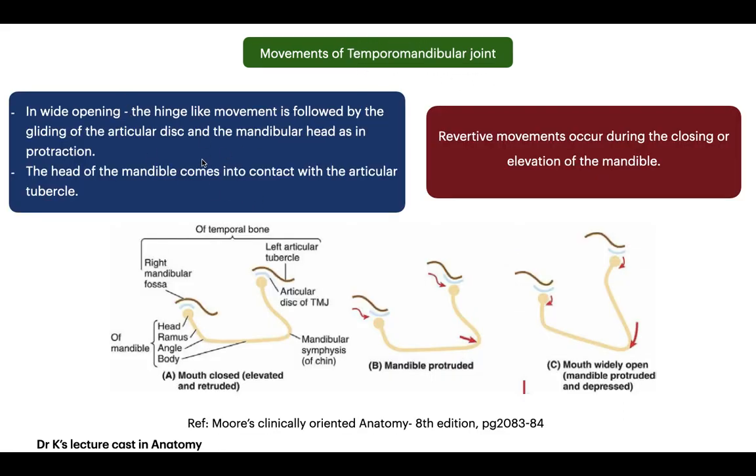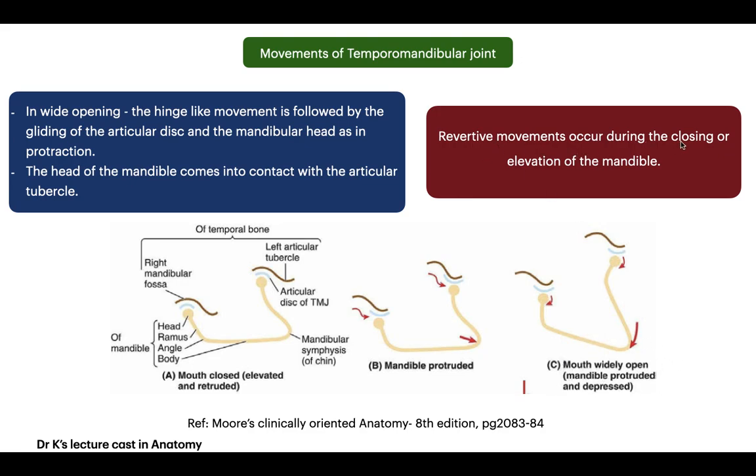Movements of the temporomandibular joint. Next is the wide opening. What happens is the hinge-like movement is followed by the gliding of the articular disc and the mandibular head as in protraction. So in wide opening, both depression and protraction occur, where the head of the mandible comes into contact with the articular tubercle. Can you see the articular tubercle here? The head of the mandible protrudes and goes down. So protrusion or protraction and depression occur when the mouth is widely open.